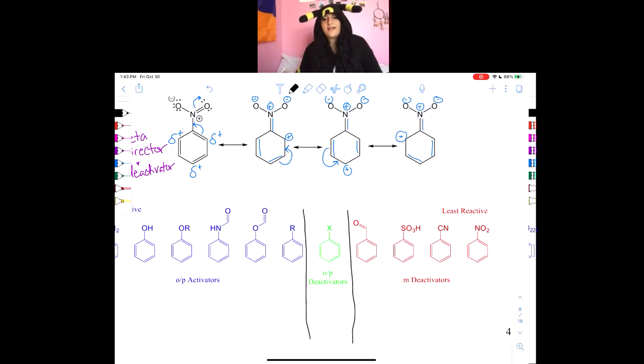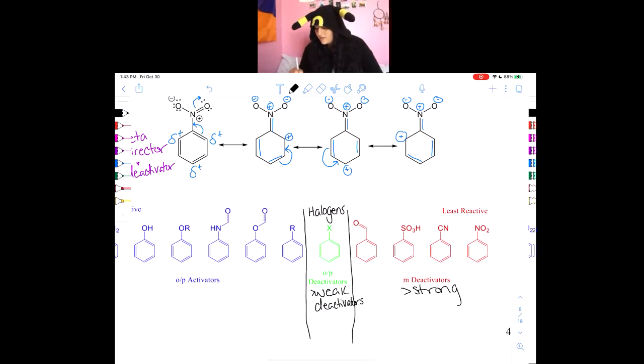However, some deactivators can also be ortho-para directing, and that is the halogens. And we are going to call these the weak deactivators. And meta deactivators we're going to call strong deactivators.